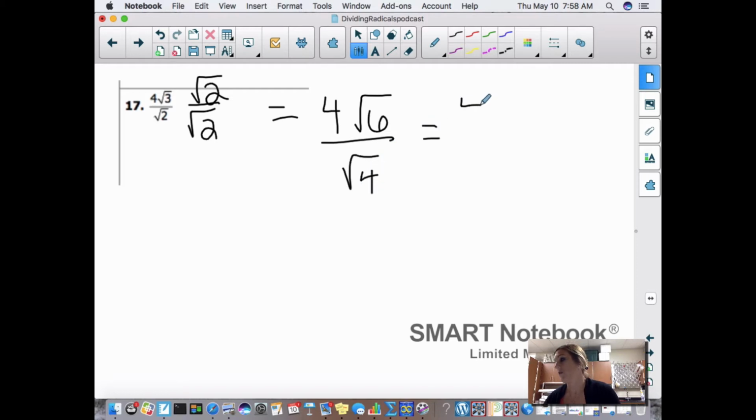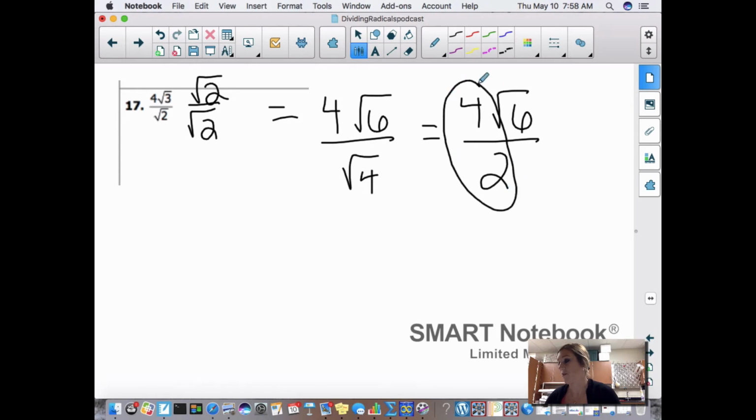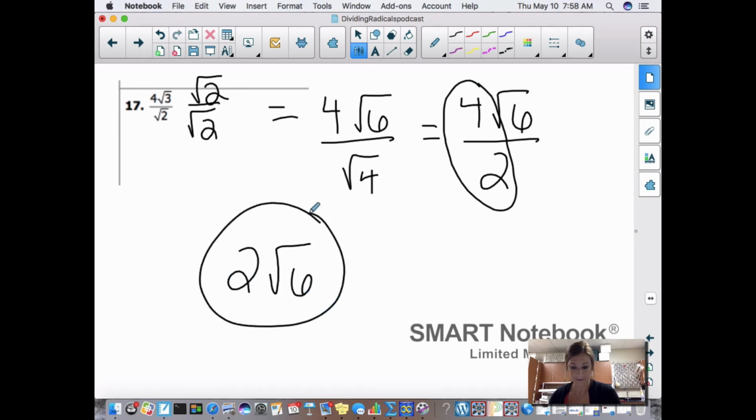Simplify. So I have 4 radical 6 in my numerator. Square root of 4 is 2. Simplify if you can. I'm looking at 4 divided by 2. That simplifies down. So I am left with 2 radical 6 as my final answer.